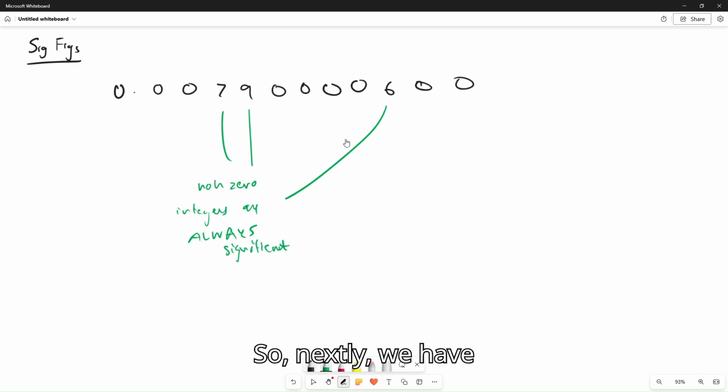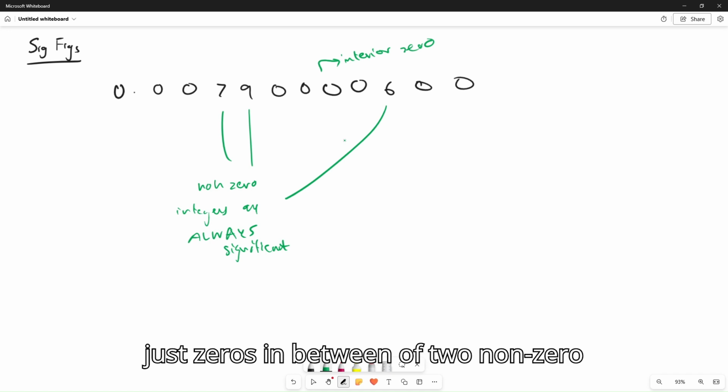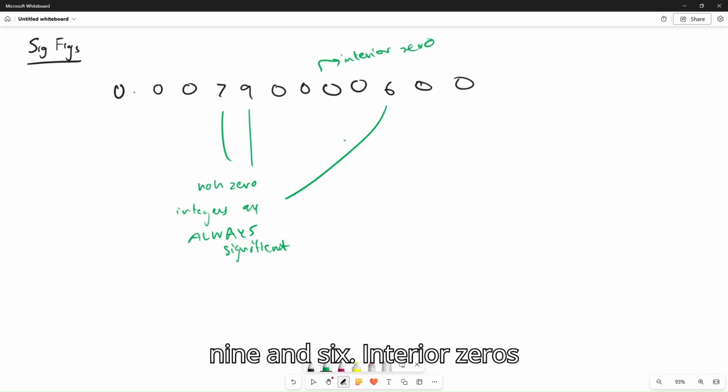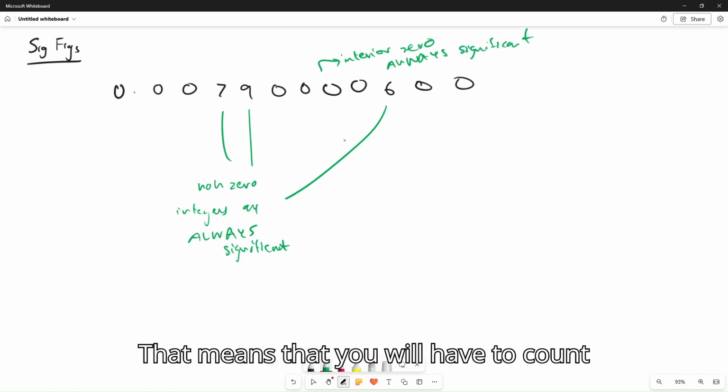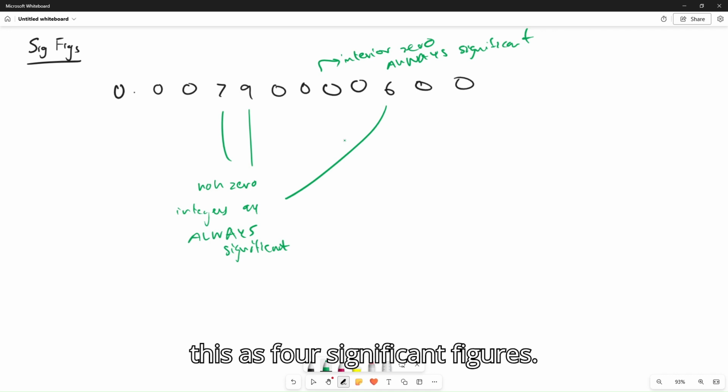Next, we have 0, 0, 0, 0 in the middle of this 7, 9, 6. These zeros are called interior zeros. You notice an interior zero when it is just zeros in between two non-zero integers. In this case, it's going to be 9 and 6. Interior zeros are always significant. That means that you will have to count this as 4 significant figures.